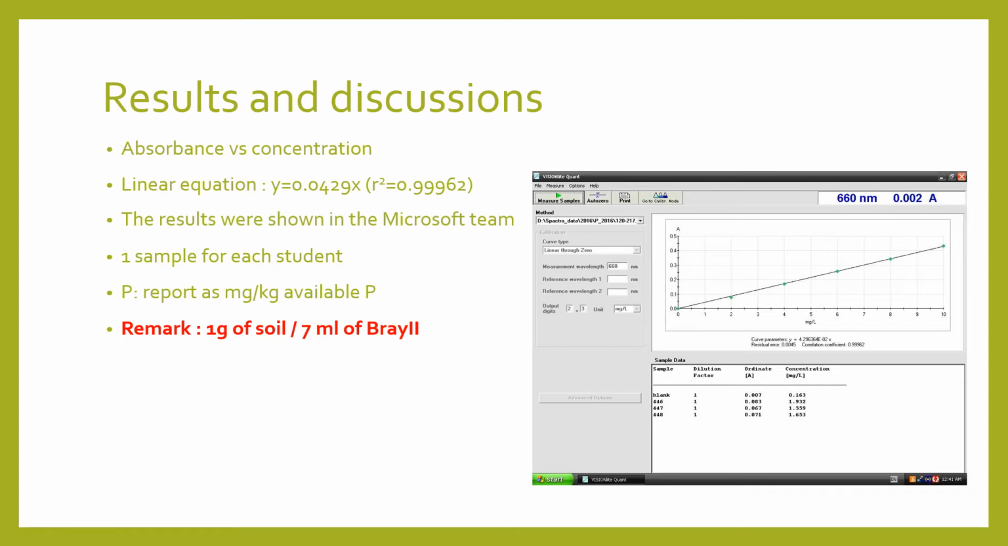Okay, and I need you to interpret your result using the information that I give you in the handout. In the comment, I will give you some. You can use the information in the comment and report, for example, if you have 7 milligram per kilogram available phosphorus, which means is low or high phosphorus in the soil. Okay, and this is all for the phosphorus analysis.